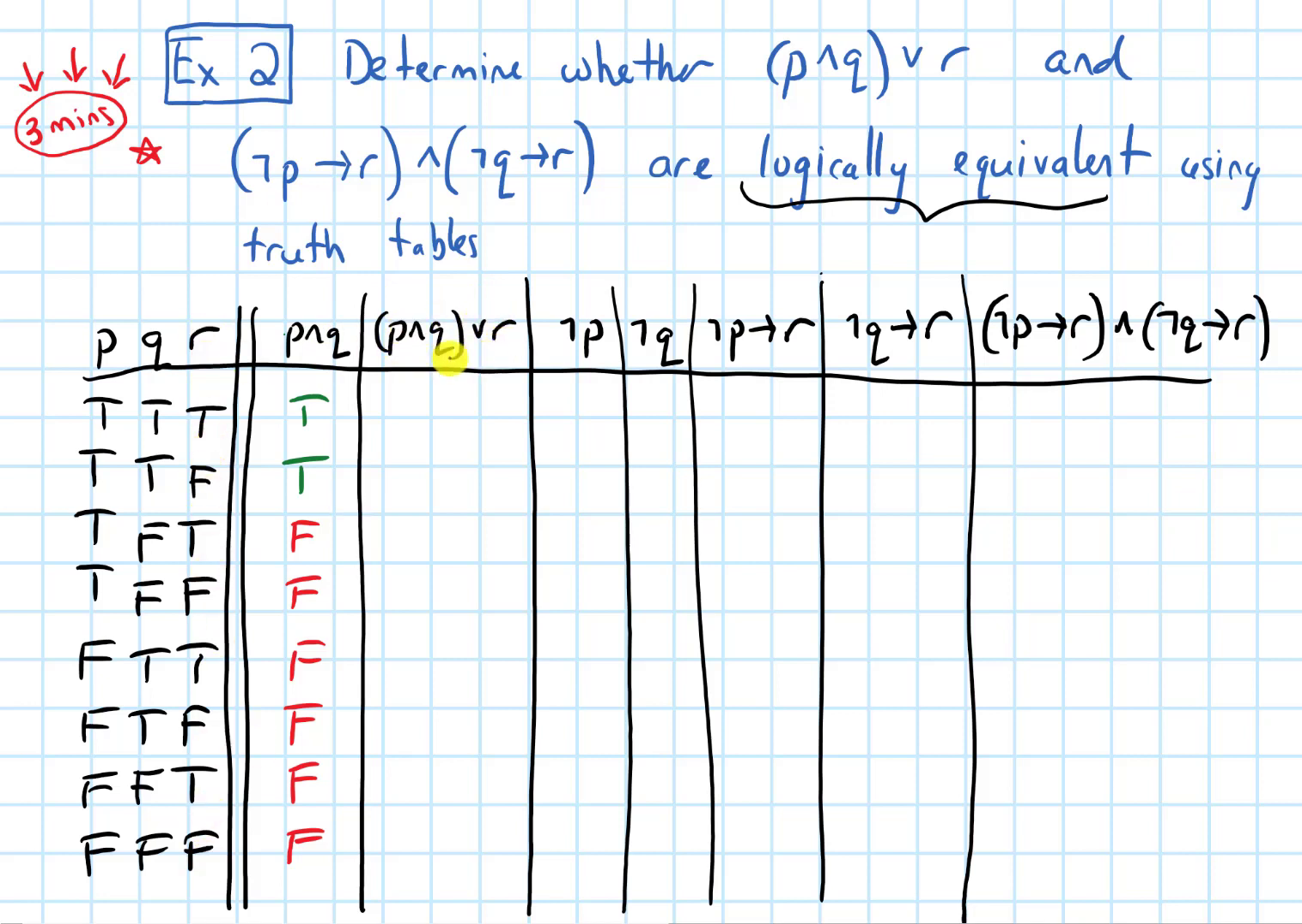And the only way for an OR statement to be false is if both of those parts are false. So where does that happen? That happens in this 4th row, both of the parts are false. It happens in this 6th row, both parts are false. And then in the last row, both parts are false. In every other row, at least one of those two parts is true, which makes the OR statement true.